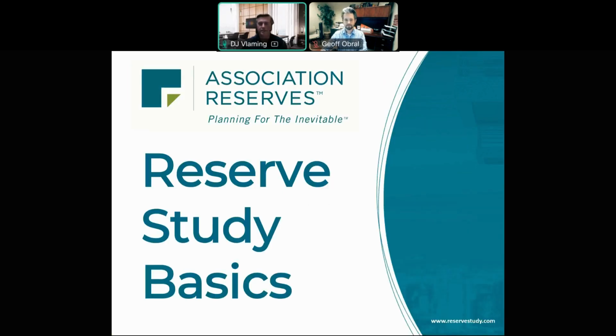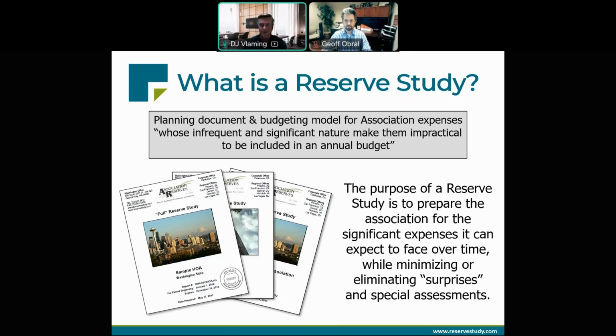And this evening, we're going to talk about some reserve study basics to help give you a better understanding of the concepts and terminology in the reserve studies. But to get really basic, what is a reserve study? A reserve study is a planning document and a budgeting model. Its purpose is to help associations prepare for significant, irregular expenses over time while minimizing or eliminating surprises and special assessments.